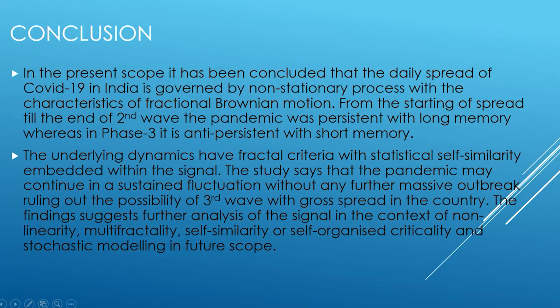In conclusion, in the present scope, it has been concluded that the daily spread of COVID-19 in India is governed by a non-stationary process with characteristics of fractional Brownian motion. From the start of the spread till the end of the second wave, the pandemic was persistent with long memory, whereas in phase 3, it is anti-persistent with short memory.